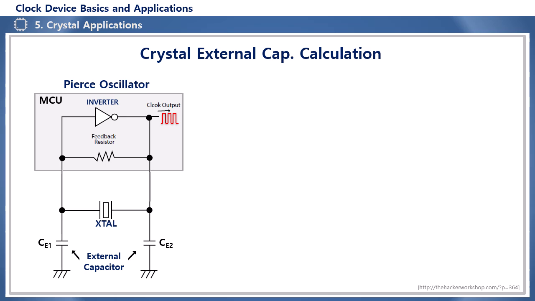Crystals are mostly used as the reference frequency of MCUs. Therefore, all MCUs must have two terminals for crystal oscillators. And it is common to use them by connecting a crystal and two capacitors externally, with an inverter and feedback resistor inside. An oscillator circuit with this structure is called a Pierce oscillator.